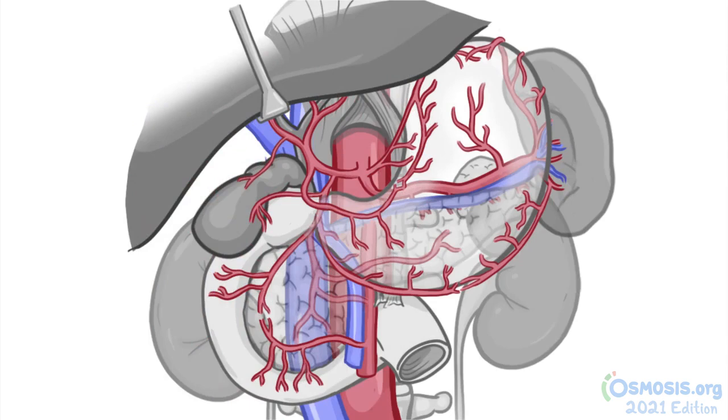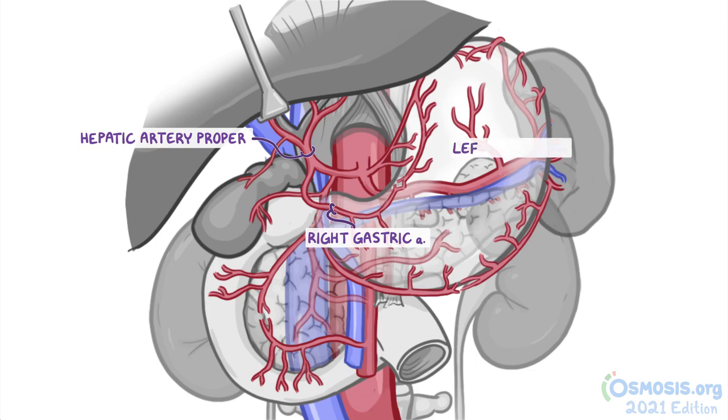After giving the duodenal artery, the common hepatic artery continues as a hepatic artery proper, and on its way to the liver, it gives the right gastric artery. This artery runs along the lesser curvature of the stomach, supplying its walls, and anastomosing with the left gastric artery.